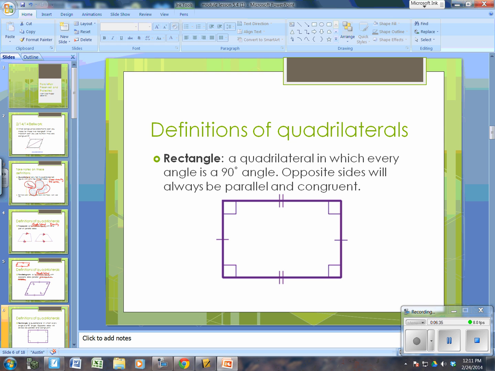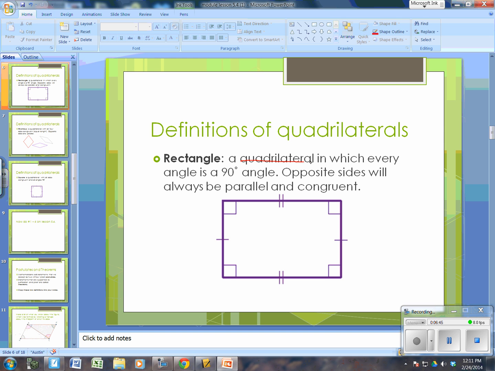Rectangle, a quadrilateral in which every angle is 90 degrees. Okay? You know what we should put? Forget that, you guys. We should do this: a parallelogram, because that tells us that opposite sides are parallel. A parallelogram in which every angle is 90 degrees. You don't even need this other part. Those other parts are properties. Opposite sides are parallel and congruent, but the part where it says that they're congruent is a property. Just by nature of being a rectangle, by definition of a rectangle, it has a property that says that the opposite sides are going to be congruent. Okay?